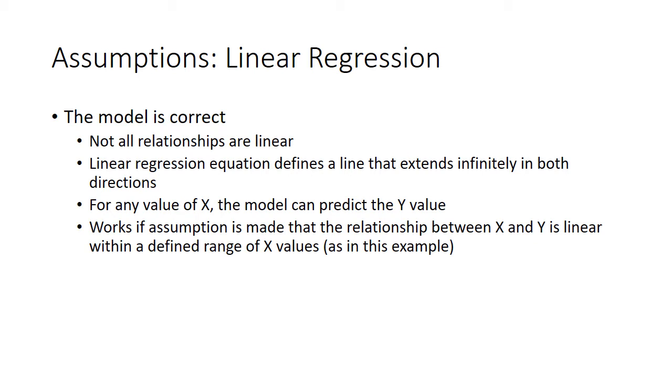The linear regression equation, though, defines a line that actually extends infinitely in both directions. So that's why we saw that when you got down to an x value of 0, the y was negative, and that would be physiologically impossible. And so you can see here that it's only going to lie within a certain range. And so we can't necessarily determine just from our data here what that range could actually be. But the assumption is made that the relationship between x and y is linear within a defined range, within the range of x values that we have, as we see in the example of the insulin sensitivity.